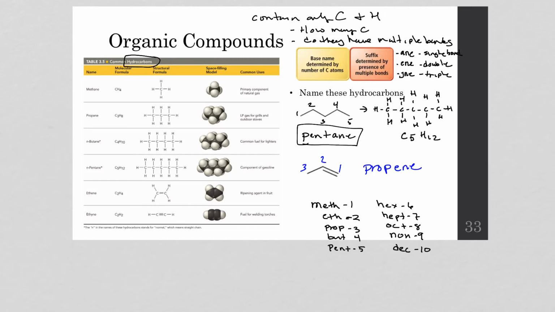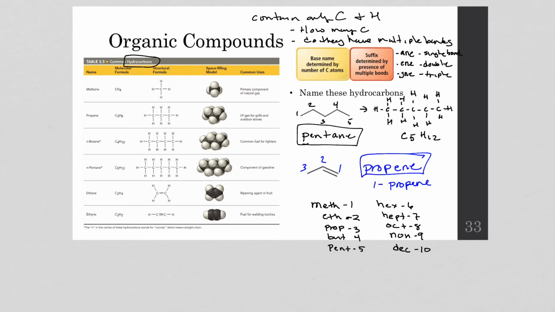Now, not in this book, but you may also see this compound named as 1-propene. That's because the double bond is at the 1 position here. But for our purposes, propene is perfectly fine. As long as we know the number of carbons, and know our prefix, and then determine what the ending is going to be by looking at the type of bonding, then we can name these simple hydrocarbons pretty easily.